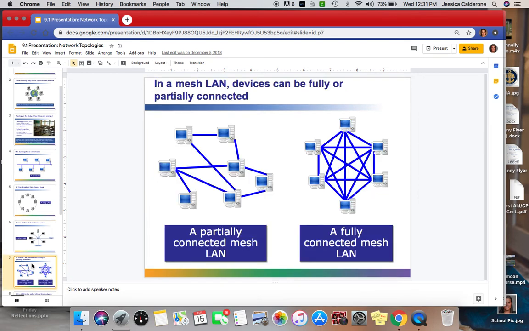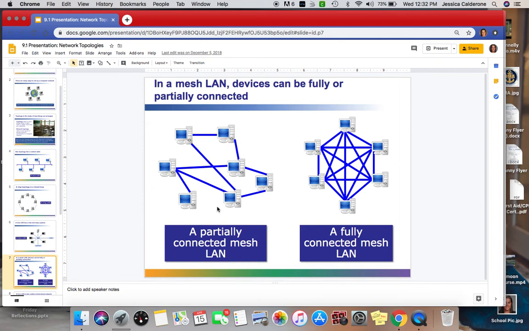And now let's come to here. We have a mesh LAN, and then we have a fully connected mesh. So those are two common types. Write those down or type those down on your note sheet. So a mesh LAN, okay, which is this here, it's a partially connected mesh.